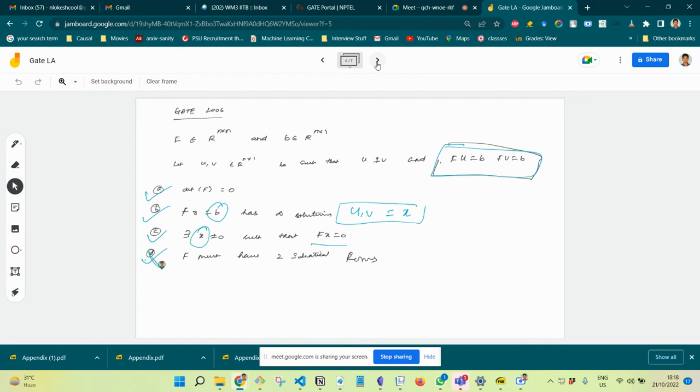Now this condition is false, right? It is not necessary, to obtain infinitely many solutions for a matrix F, that two rows should be exactly identical. That is not at all required, right? That is why option D is incorrect. So, in this question they are asking to identify the false statement. Answer is D. D is false.